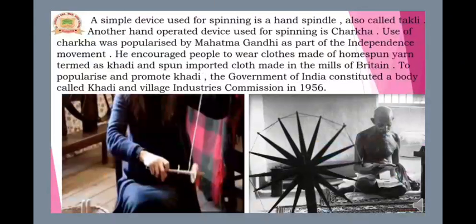A simple device which is used for spinning is called a hand spindle and it is operated by hand. Another hand operated device used for spinning is called a charkha. You might have seen Gandhiji doing the spinning process. He carried out the process by hand and he popularized the method of spinning during independence and before that.